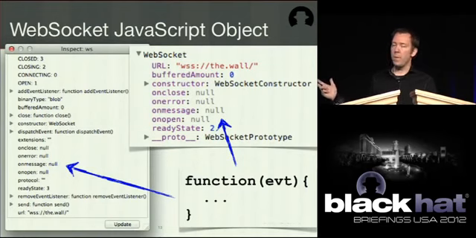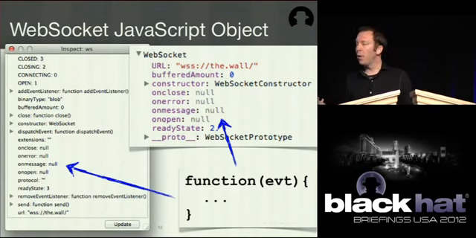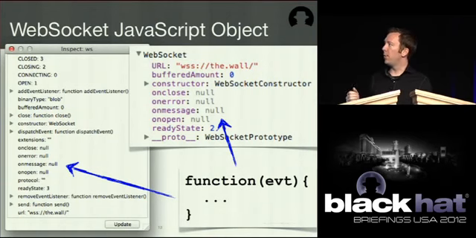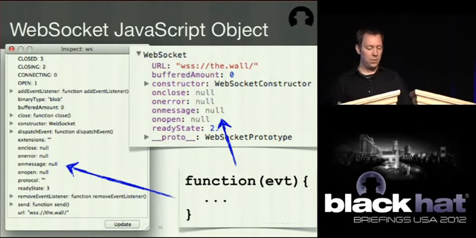Real quickly, I mentioned simplicity and what it looks like in the browser. The WebSocket object has a few read-only attributes associated with it, some states regarding its connection state, and then 4 event handlers: close, error, message, and open.